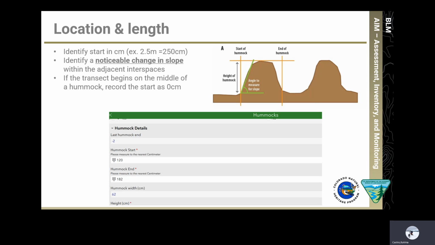Consider the start and end of a hummock to be where there is a noticeable change in slope from the adjacent ground surface or inner space to the hummock feature. This is more obvious on features with steep slopes and less obvious on features with gentle slopes. The diagram on this slide shows where the start and end of a hummock feature are, which is indicated with the vertical orange lines.